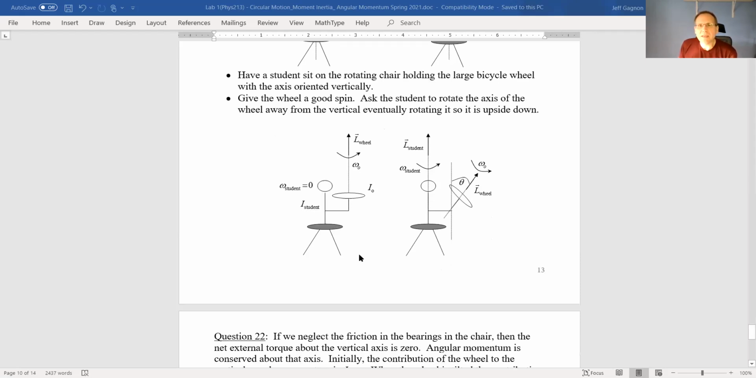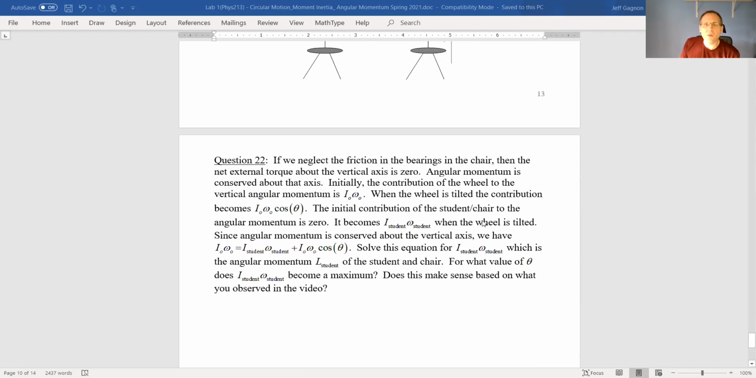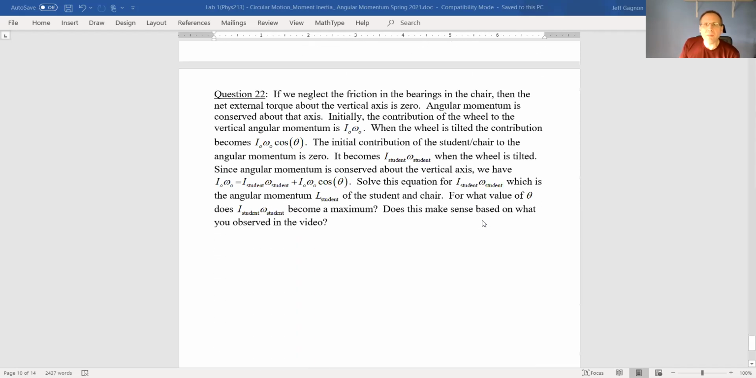Then what happens is the student rotates the wheel away from them through some angle theta. And it might be surprising, but you're going to see that the student and the chair are going to start to spin counterclockwise. Okay. So let me jump on the iPad one last time to describe the math behind this. I just want you to really think about this.